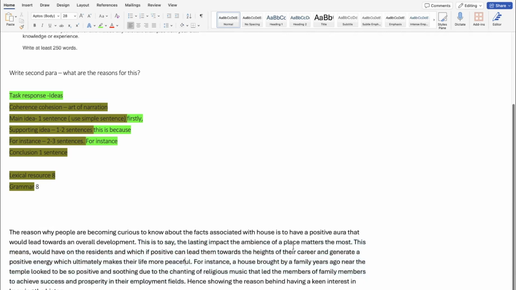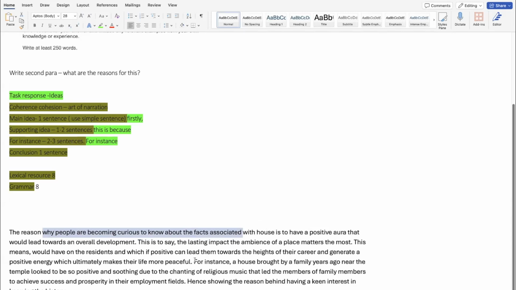Still, it is missing. You told the ambience of a place matters, which if positive can lead them. All these are the reasons. If the ambience is good, they will be happy. No, in the first line itself you start with why they should do it. Instead of going this way, in the first line you bang on target. The reason why people are becoming curious to know about the facts of the house is to understand the house, which in turn will lead to positive development. Something of that, bang on target.